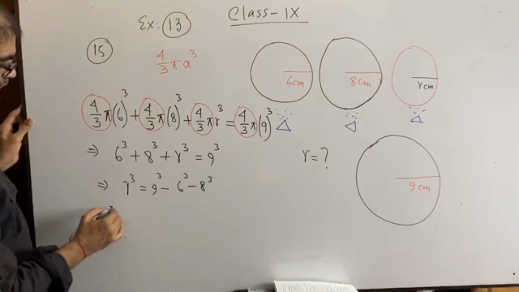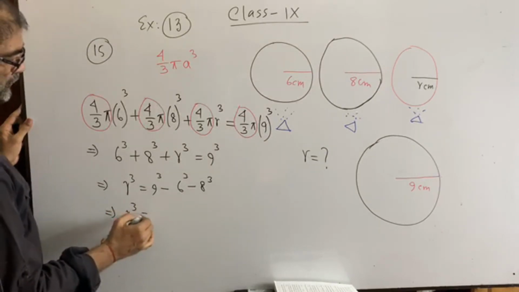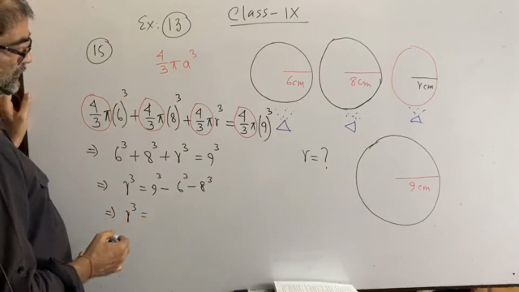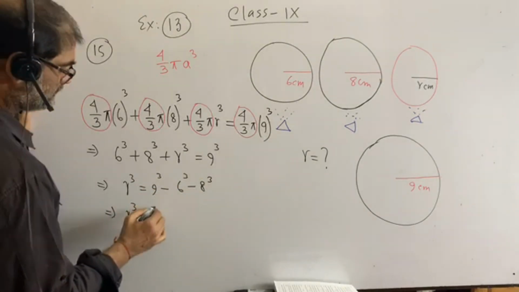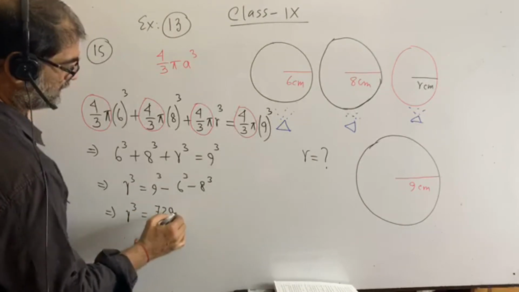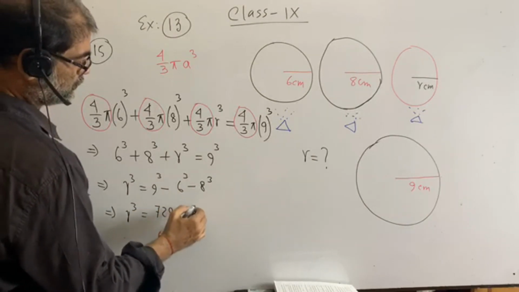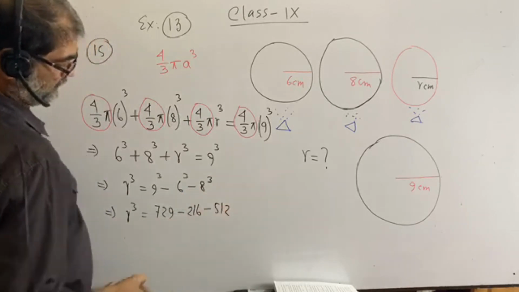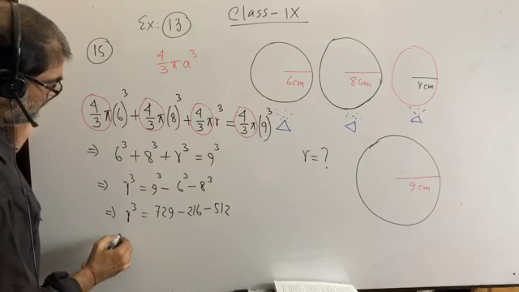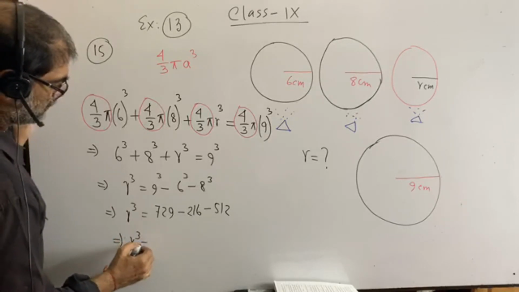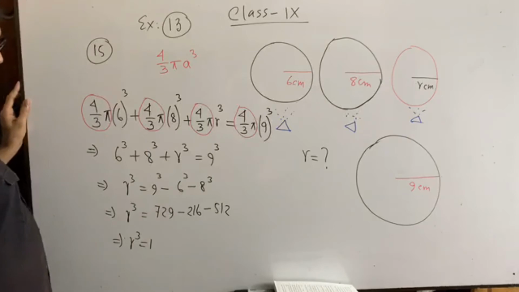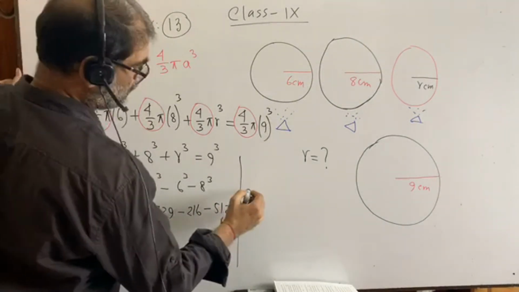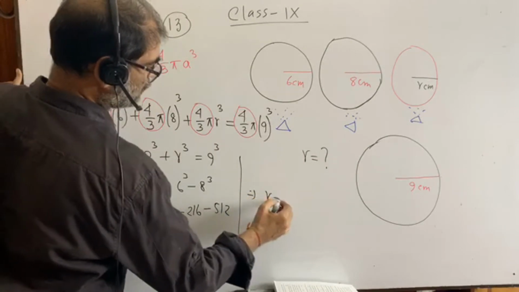That means r cube equals 9 cube minus 6 cube minus 8 cube. What is it? Can you calculate it, please? 9 cube equals 729, 6 cube is 216, 8 cube is 512. That is, we are getting r cube equals 1. That means we get here r equals 1.